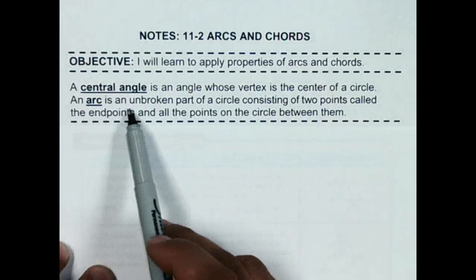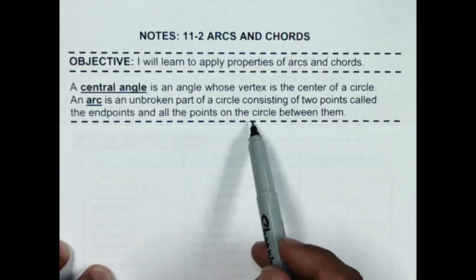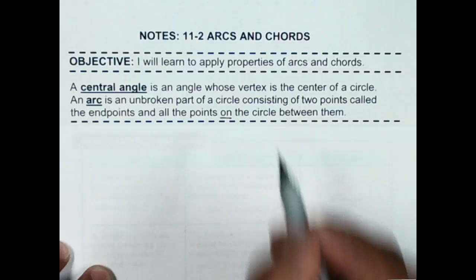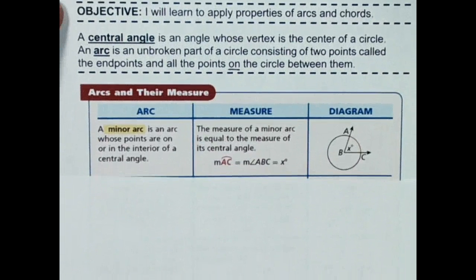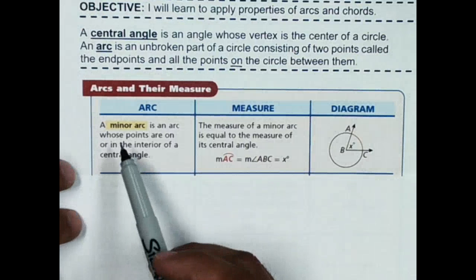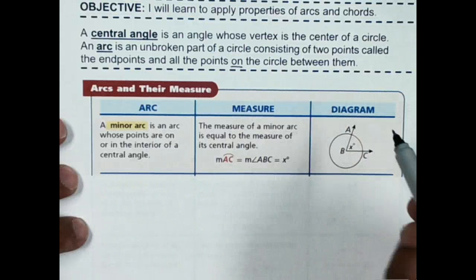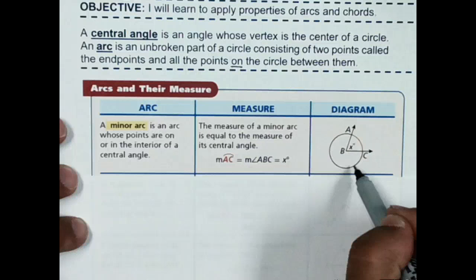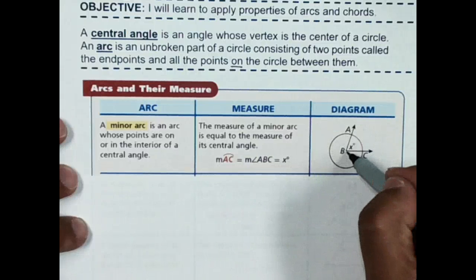And an arc is an unbroken part of a circle consisting of 2 points called the endpoints, and all the points on the circle. It's going to be important that it's on the circle between them. So, with this minor arc, there's two kinds of arcs. There's a minor arc and a major arc. And a minor arc is the smaller of the two arcs, because basically you're cutting the circle into two pieces using this central angle.